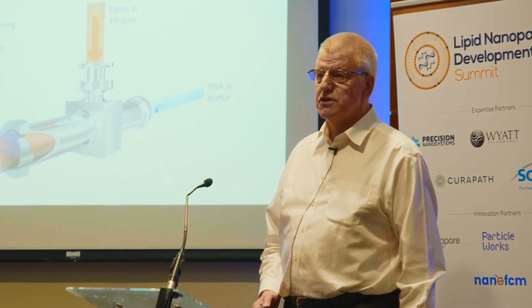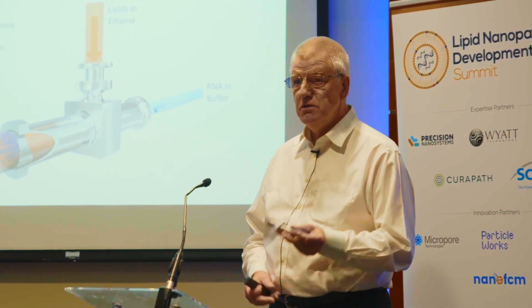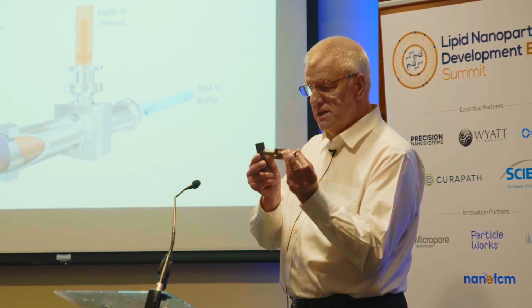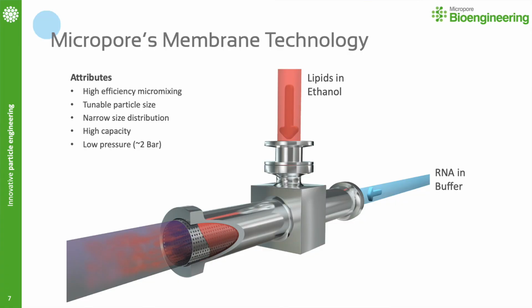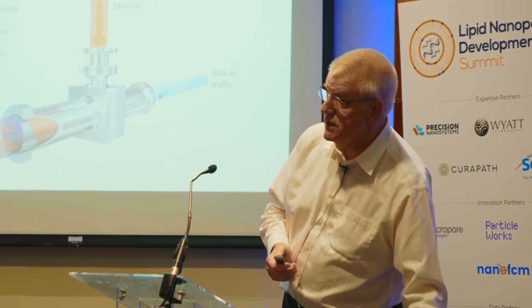And not everybody walks around with a manufacturing plant in their pocket, but I do. This is what you are looking at on the screen. And it comprises a membrane inside a housing. In the top, you put your lipid. In the side, you put your RNA. Goes through the membrane, as shown there, and out of the end of it comes your LNP. Formed, but not yet stabilized.